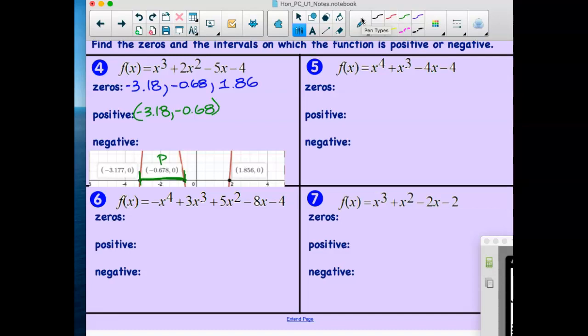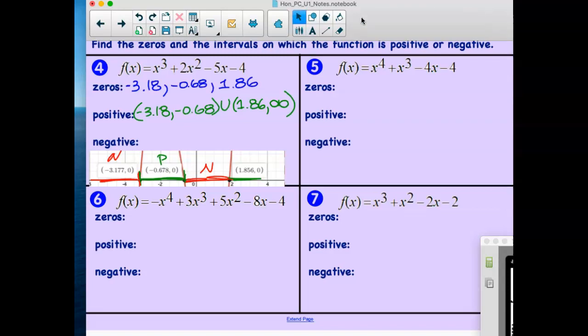And let's see, the negative intervals then will be the other two. Over here, it's negative. And wait, we have one more positive interval. I take that back. Over here, it's also going to be negative. And then right here, it will go positive there. So I'm going to unite that and say 1.86 to infinity, because that also is positive. Okay, so there's two positive intervals united and then two negative intervals united.